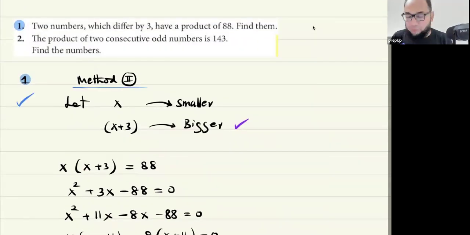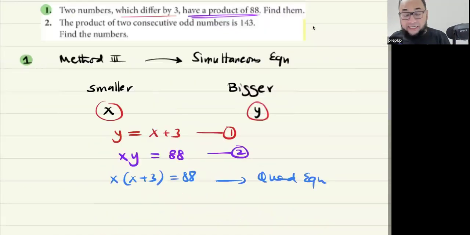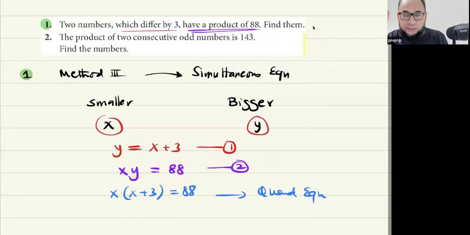Just like method number 2. Do you get the idea? I solved one question in 3 different ways. The first 2 ways are quadratic. In one of them, I took x to be bigger, so smaller is x minus 3. In one of them, I took x to be smaller, then the bigger one is x plus 3. And what is the next thing? That is simultaneous equation.